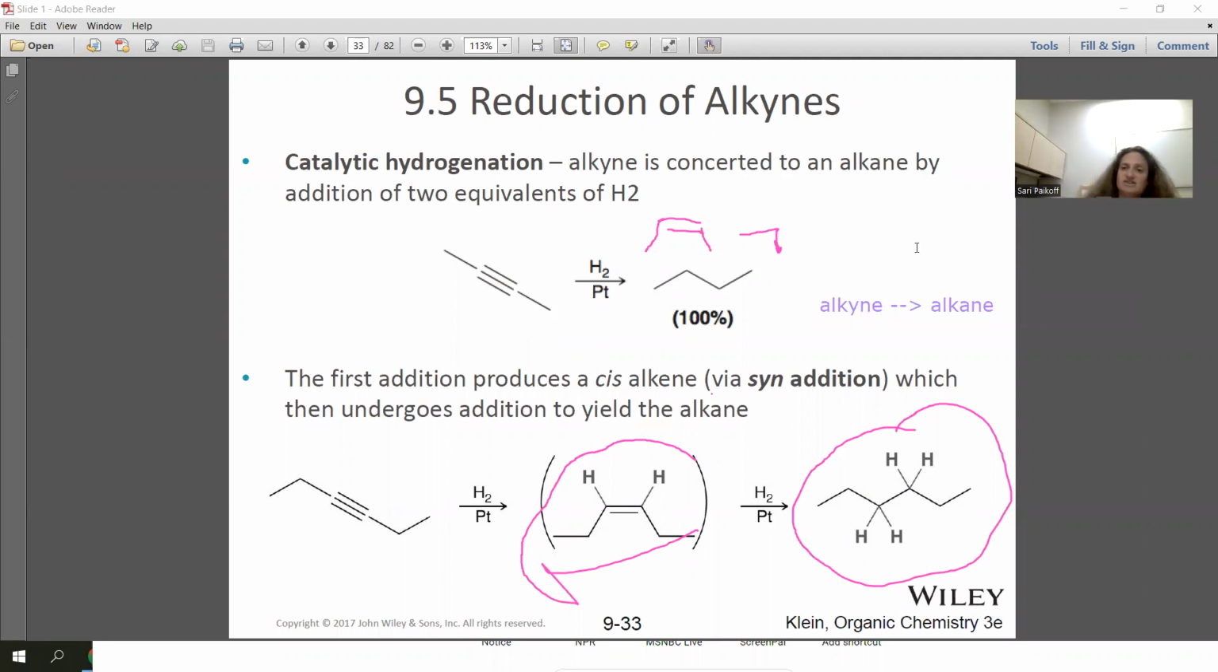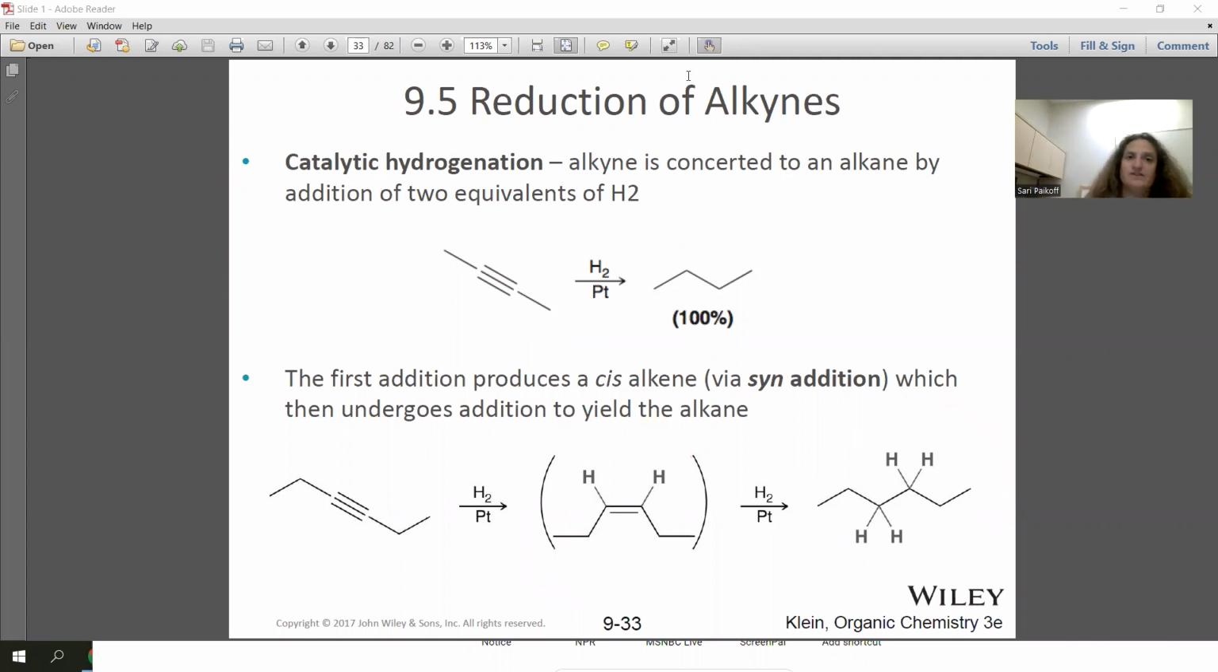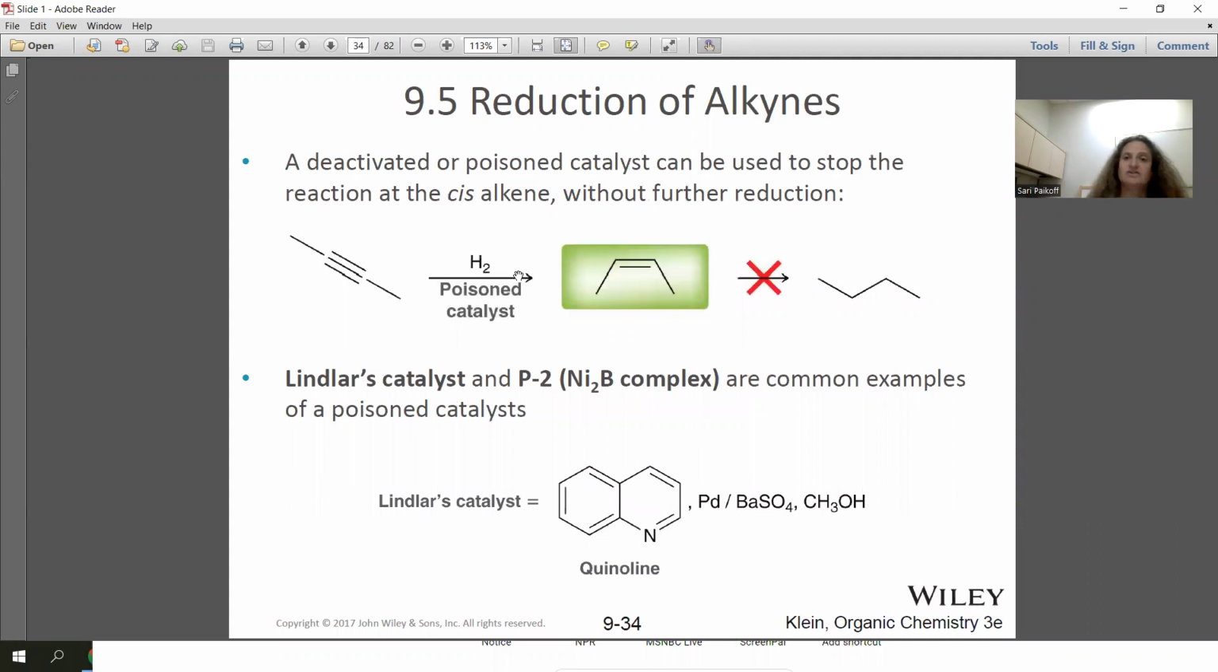We're now going to add reagents that will allow us to stop during that reaction, so that we have different options. We don't have to go all the way to an alkane. So if I have something that stops at the alkene stage, that doesn't allow the reaction to proceed a second time, that will give me an alkene, and stereoselectively, since it's a syn addition, it will give me the cis alkene.